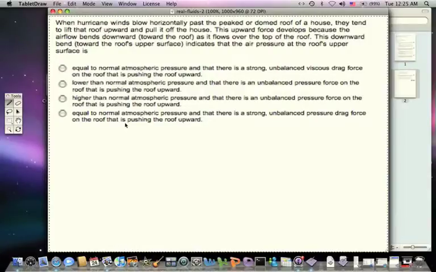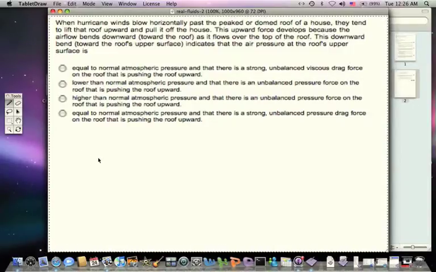Next one is that when a hurricane wind blows horizontally past the peak or domed roof of a house, it tends to lift the roof upward and pull it off the house. This upward force develops because the airflow bends downward towards the roof as it flows over the top of the roof. This downward bend towards the roof's upper surface indicates that the air pressure at the roof's upper surface is: one, equal to the normal atmospheric pressure, and that there is a strong, unbalanced viscous drag force on the roof that's pushing the roof upwards.